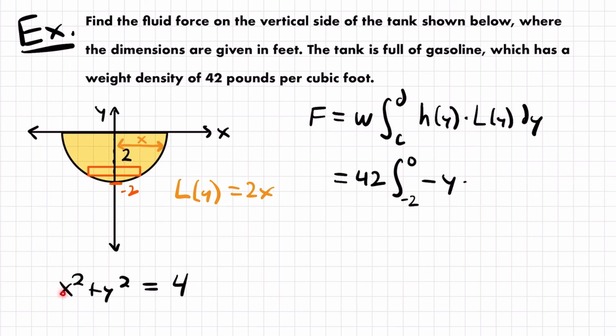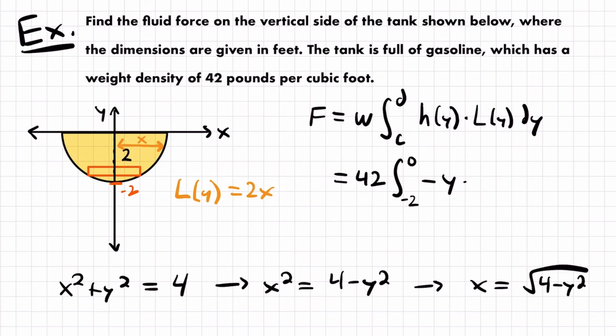And now let's solve for x in this equation. If we subtract y squared from both sides, that will give us that x squared is equal to 4 minus y squared. And then if we take the square root of both sides of the equation, that will give us that x is equal to the square root of 4 minus y squared. Okay, and so that's equal to x, which means that we can plug it in for this x in our length function. And so we will have that the length in terms of y is equal to 2 times the square root of 4 minus y squared. Okay, and so we can plug that into our definite integral for the length in terms of y. We will have negative y times 2 times the square root of 4 minus y squared times dy.